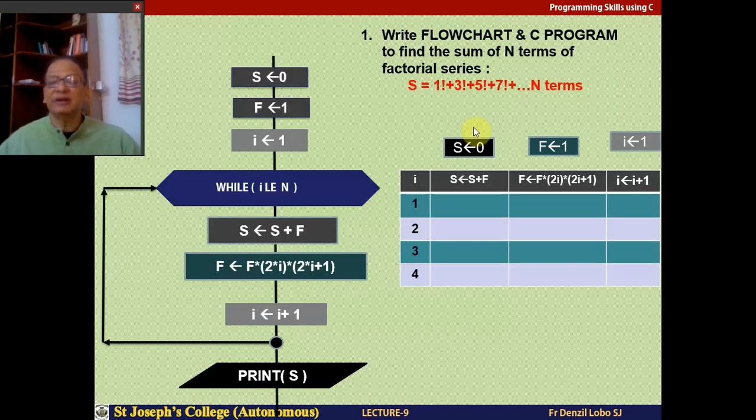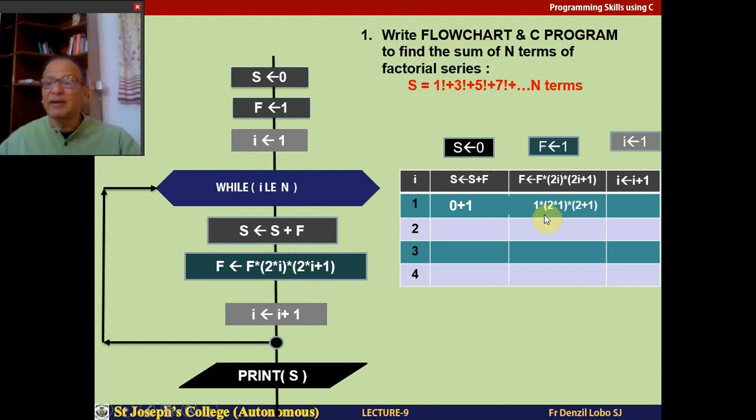Yeah, I hope you have written it. So we assign 0 to S, 1 to F, and 1 to I. And we say as long as I is less than or equal to N, we shall work it out for 4 terms. So S is equal to 0. What is the factorial? F is equal to 1. So 0 plus 1. Then I is equal to 1.